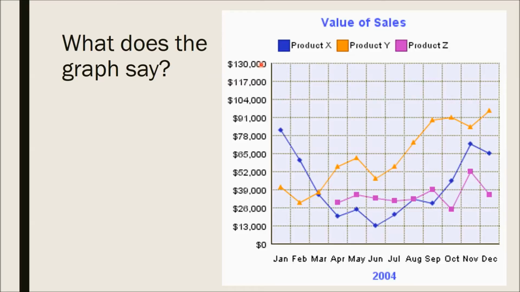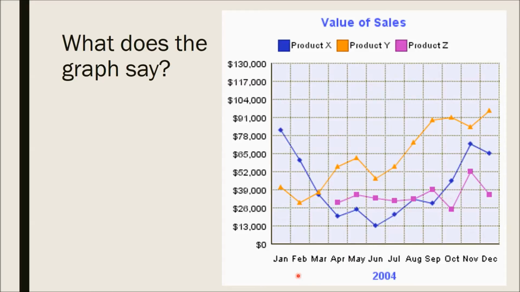line on the axis. And then again, notice that these are the months down here. This will be the year 2004. January is going to be right above the word, where you see the little marker. You can see that product Y, the orange line, has little triangles. Product X has this kind of diamond. And then product Z over here has a square.